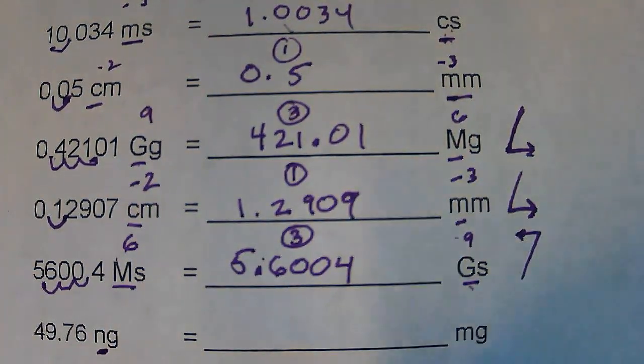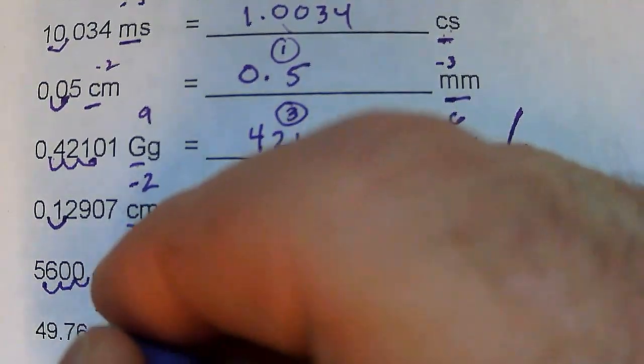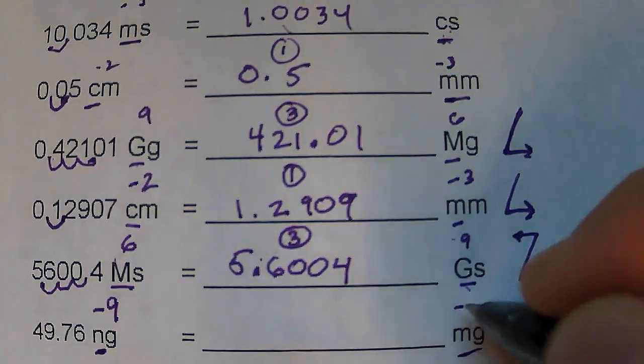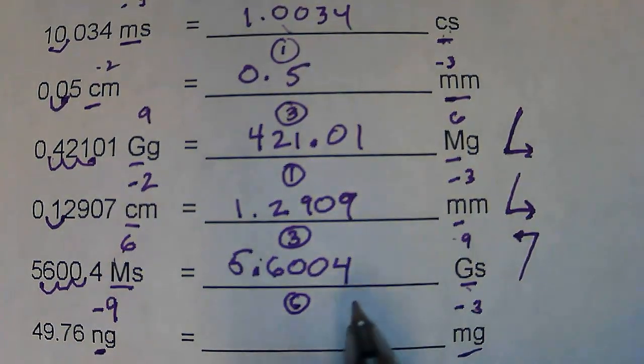Okay, nano to milli. Okay, so nano is -9. Milli is minus 3, so the difference is 6. Notice I don't care when I subtract if it's positive or negative. I just want the difference between the two. I'm trying to make this process as straightforward and as simple as possible.